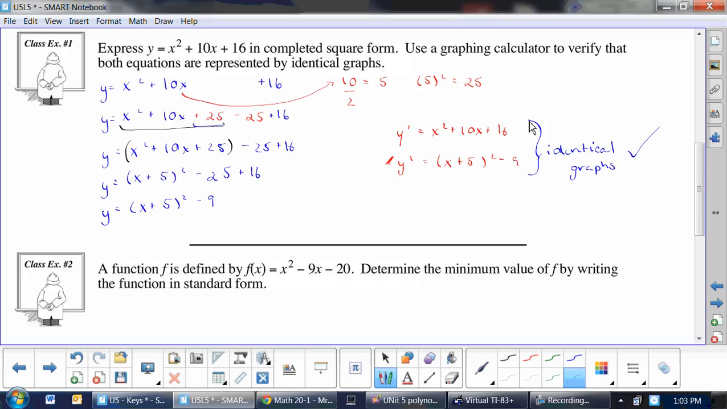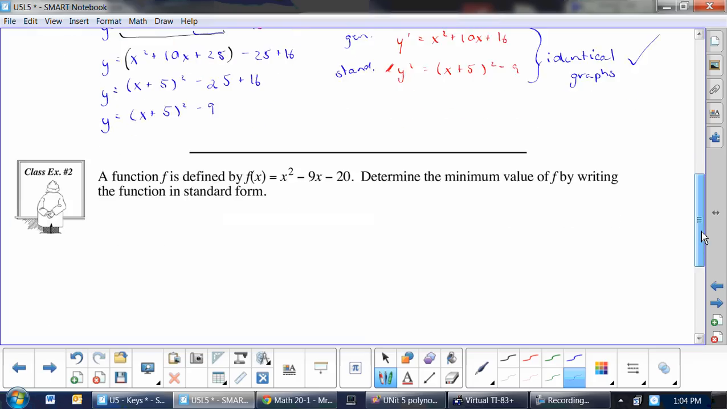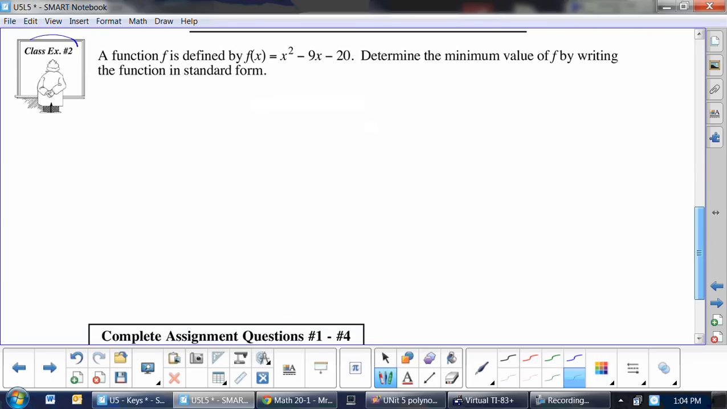Yes, Justin? This is standard. There is no A. A is equal to 1 in this question. Okay? So we'll talk about what happens when there's an A later. Okay, so for example 2.